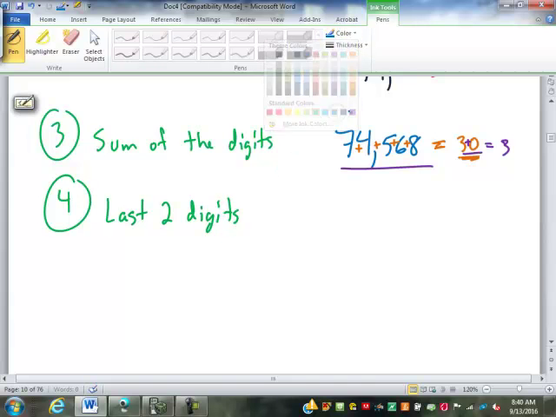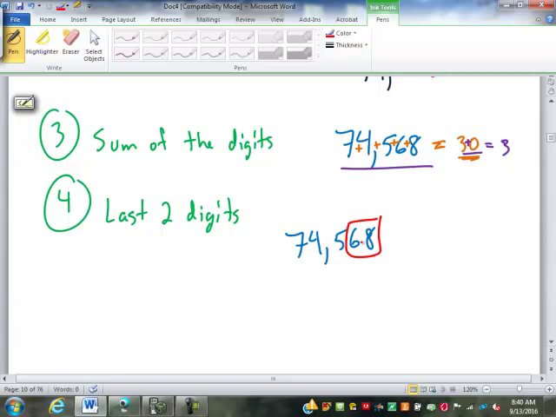So looking at my 74,568, all I would be concerned with is the 68. Is 68 divisible by 4? Yes, it is, actually. But at the same time, that's not always easy, is it? I mean, I'm guessing you don't have multiples of 4 memorized up to 100.